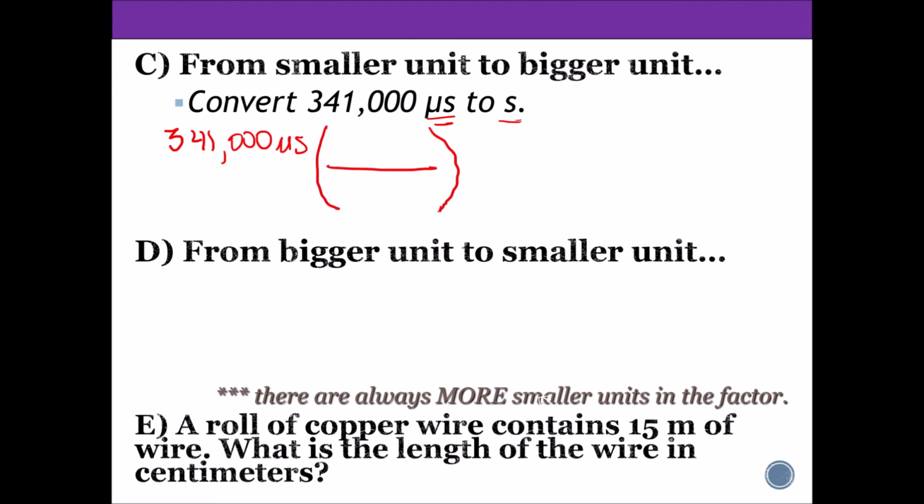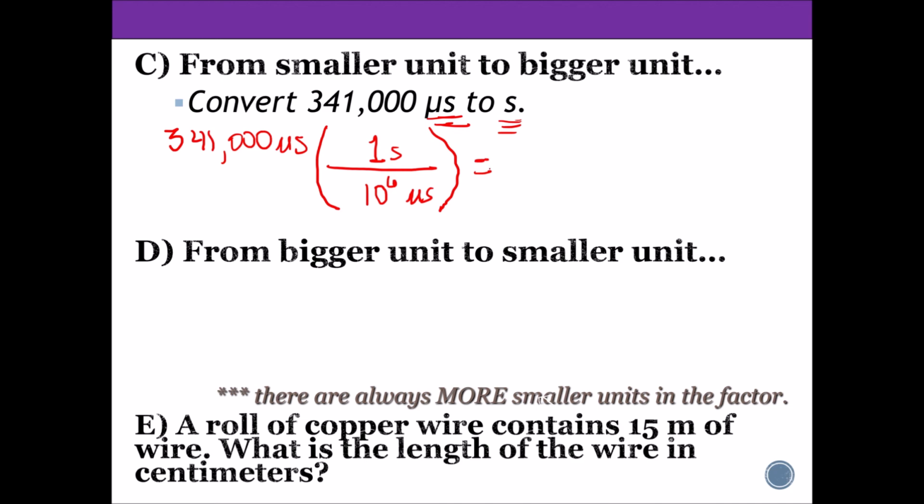So 10 to the 6th. What goes in the denominator, seconds or microseconds? That's correct, microseconds, because that is the unit we're starting with, and we want to put it numerator to denominator so that they cancel out. We know that 10 to the 6th, or a million microseconds, make up 1 second. Okay, go ahead and take 341,000 divided by 10 to the 6th.